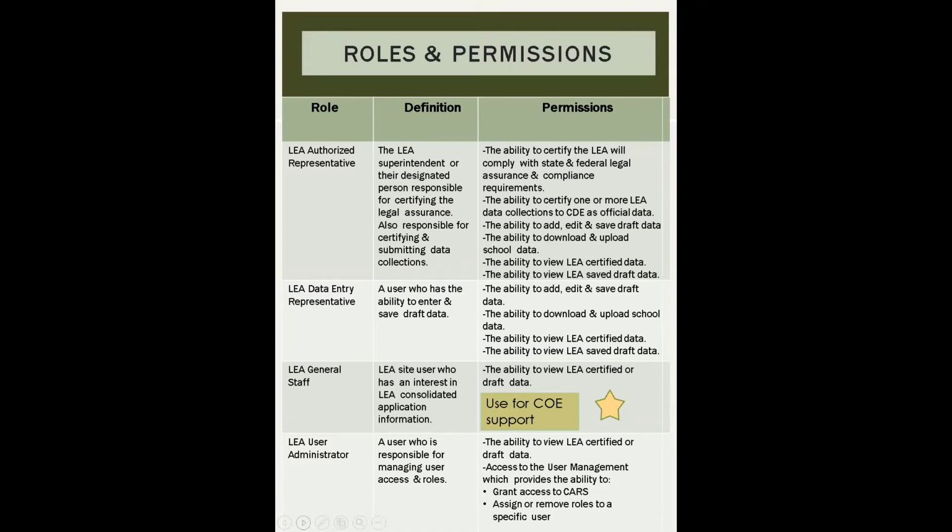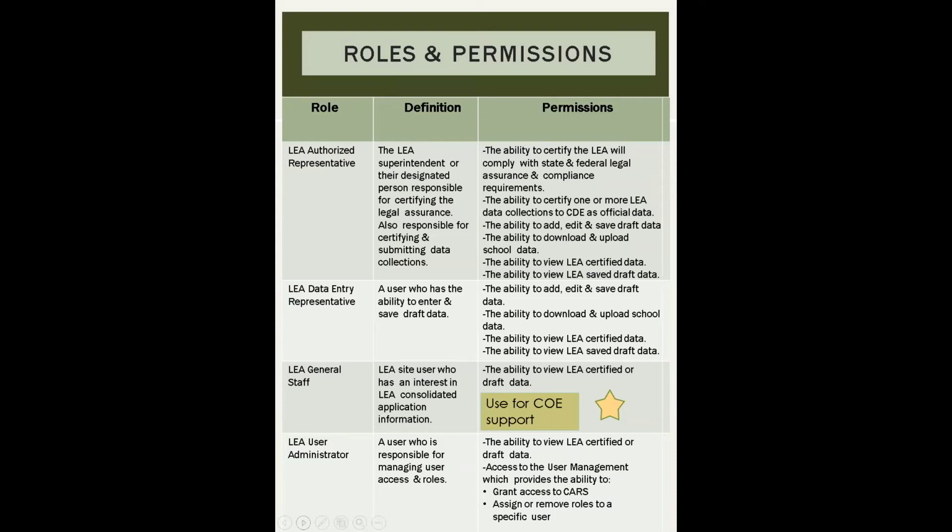So the authorized representative can do just about everything. They can certify multiple reports. They can add, edit data. They have pretty much full access. The next is the data entry representative, and they can edit data and certify certain reports. Okay, so these are going to be the people who are really working, I call them the worker bees. They're the ones that are in there entering data, and they're going to enter and save draft data. So these are people that you're going to want to assign that role.